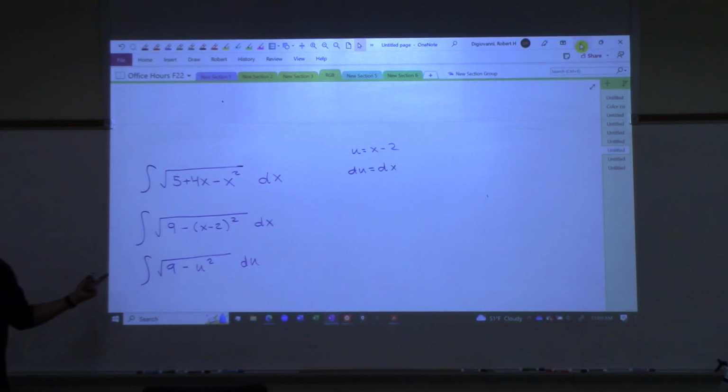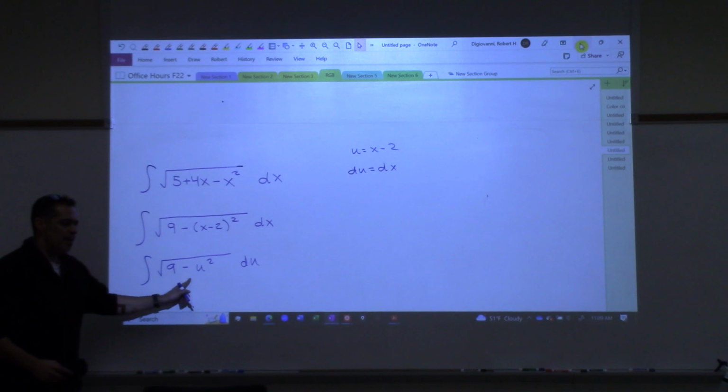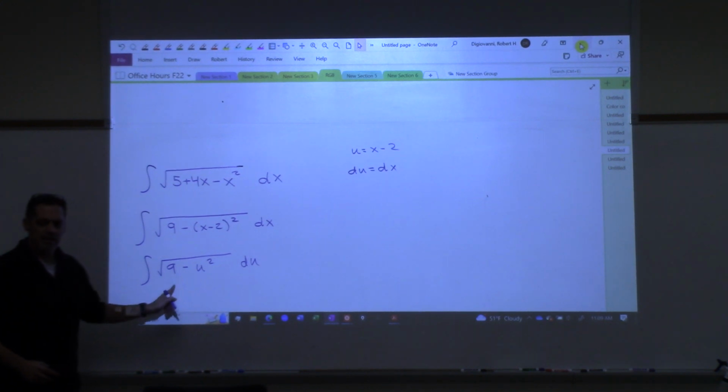Now look at my formulas. What do I use for this when I have this? Is it sine, secant, cosecant? I think it's secant. I'm hearing two. I'm hearing it's secant. I'm hearing sine. Oh, it is sine. It's a sine theta. Right? Because what we have is something that looks like a squared minus x squared, right? A squared minus x squared.